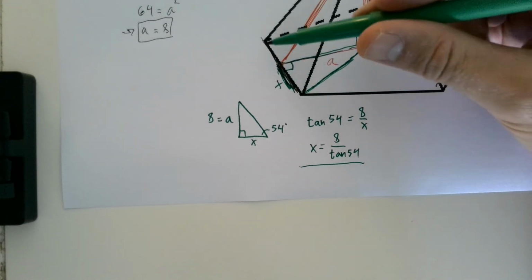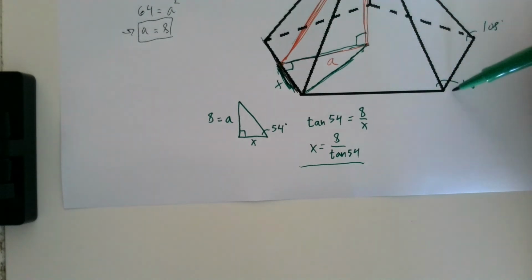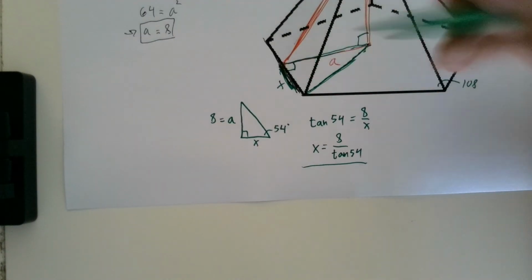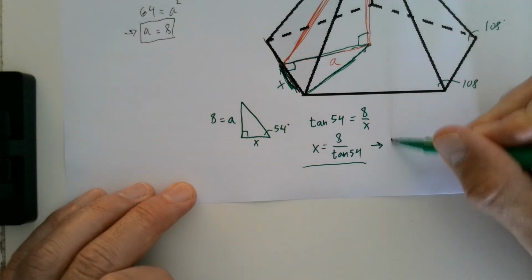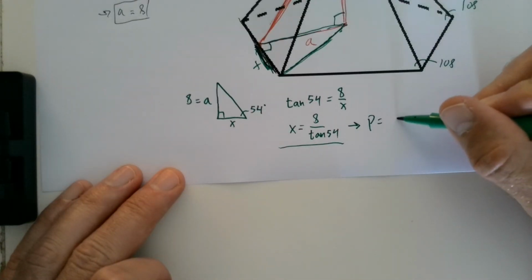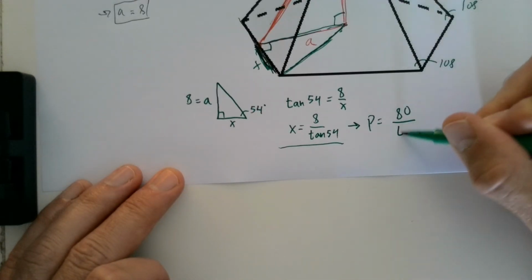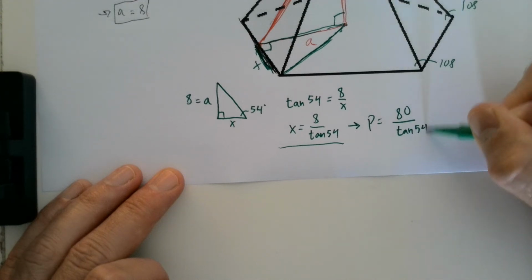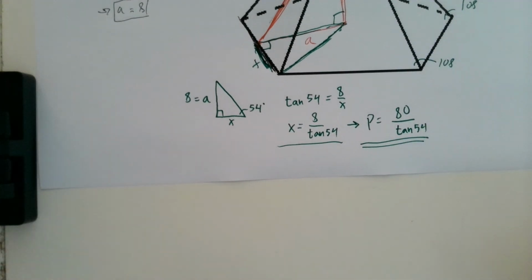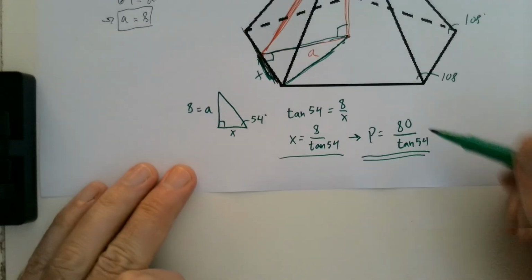So if I have 5 sides, and that's half of it, altogether my perimeter is going to be 10 of those, which would be 80 divided by that. Okay, there's my perimeter. Kind of need that.